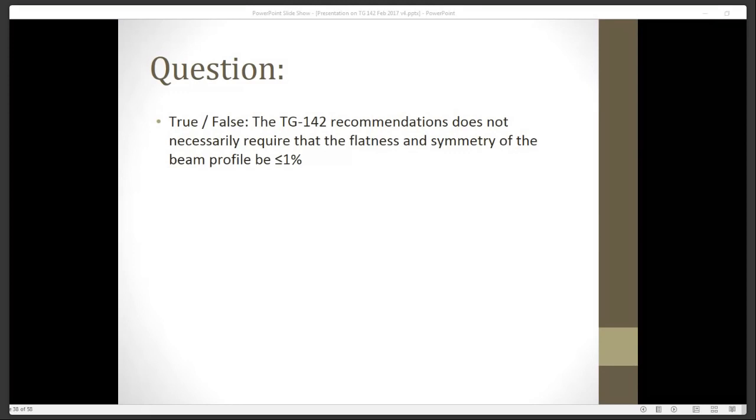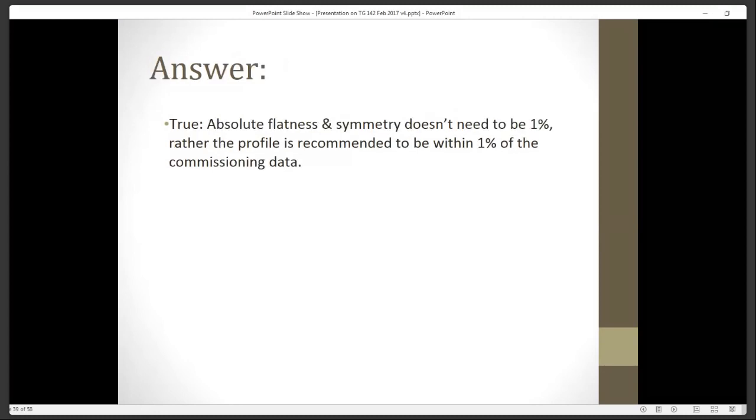Okay. All right, so you can go ahead and review the question and the answer. I think most people have had a chance to weigh in. The question here was true or false: the TG 142 recommendations do not necessarily require that the flatness and symmetry of the beam profile be less than 1%. And the answer is true. Absolute flatness and symmetry does not need to be 1%. Rather, the profile is recommended to be within 1% of the commissioning data or the baseline.